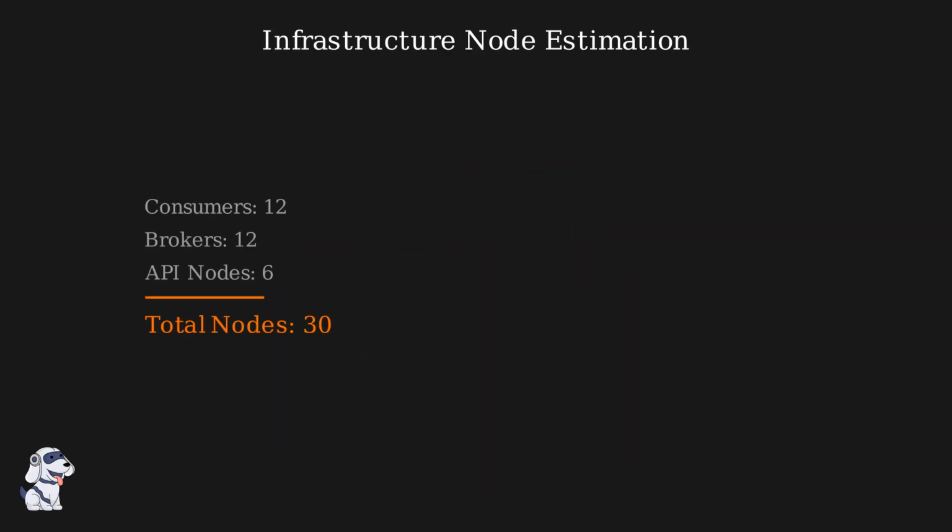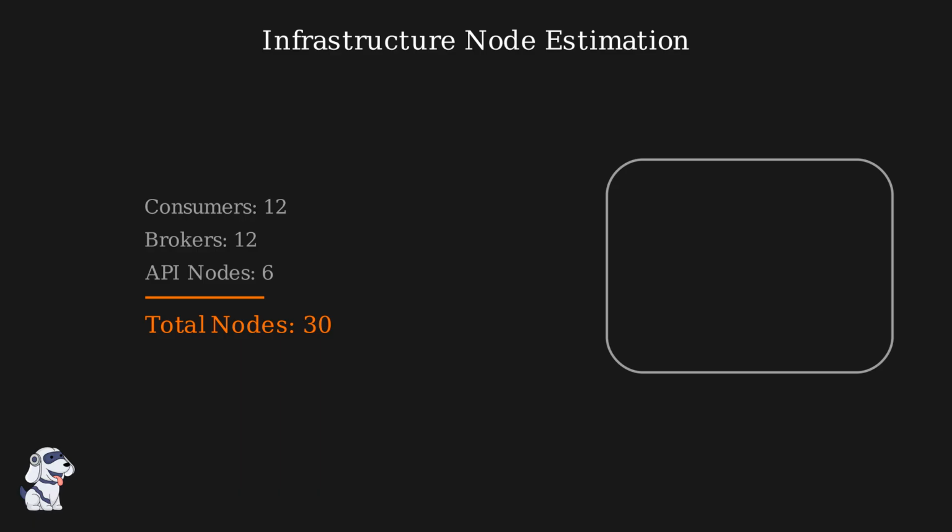To estimate our total infrastructure cost, we first sum our required nodes. Based on our throughput calculations, we need 12 consumer nodes, 12 broker nodes, and 6 API nodes, bringing our total to 30 nodes. Infrastructure costs are typically driven by server capacity, power, and cooling.